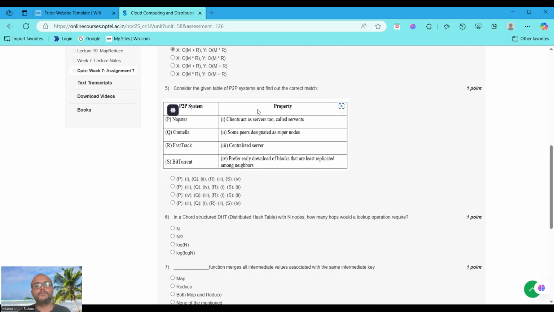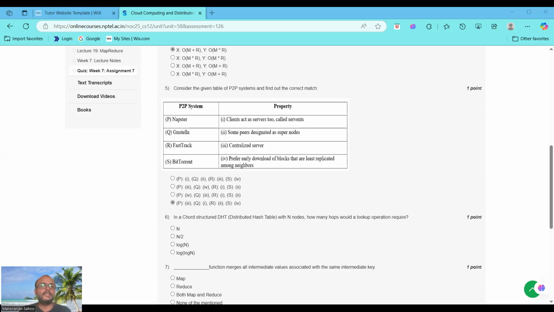P2P system properties. First, Napster: Napster uses centralized servers. Gnutella is where a client acts as a server, as in servlets. Second is FastTrack. What is FastTrack? In FastTrack, some peers are designated as supernodes. And BitTorrent: BitTorrent preferably downloads the blocks that are least replicated. For question number 5, you can choose option D.